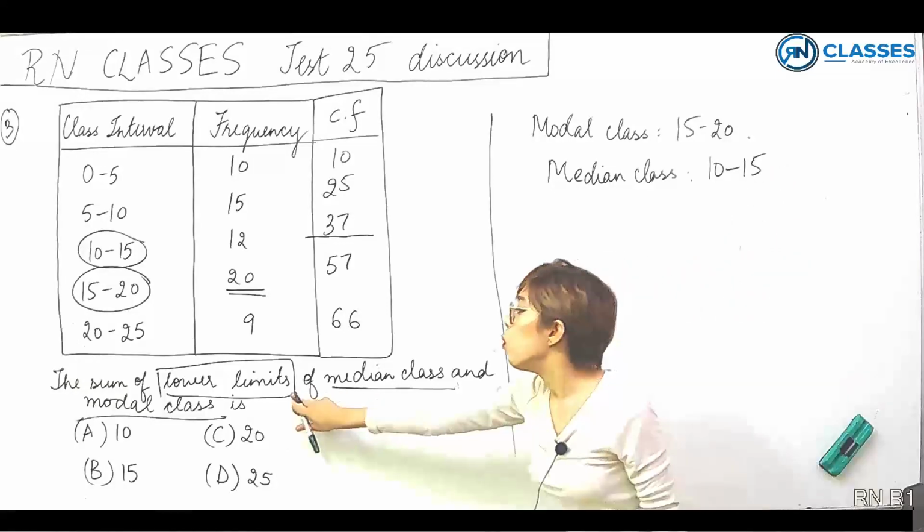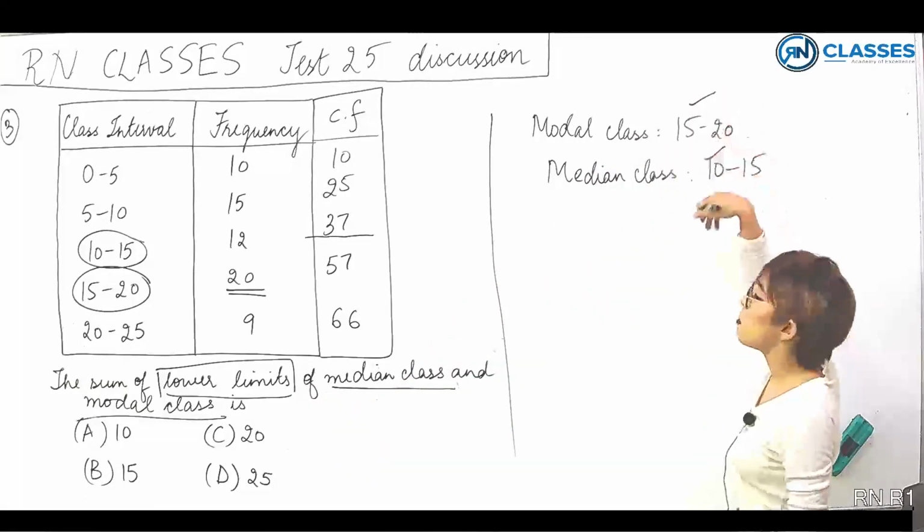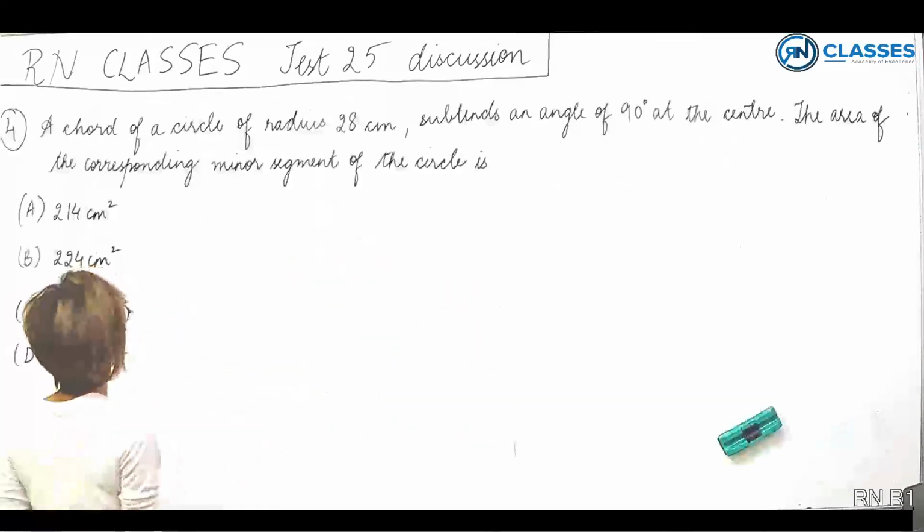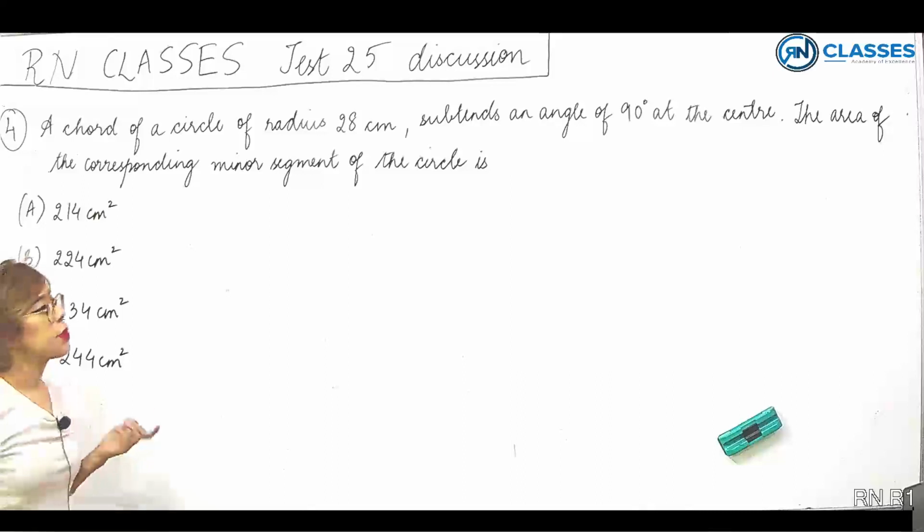Now, you want the sum of lower limits. So, 15, 10, sum is 25. So, option D is the correct one. Alright, so the next question.